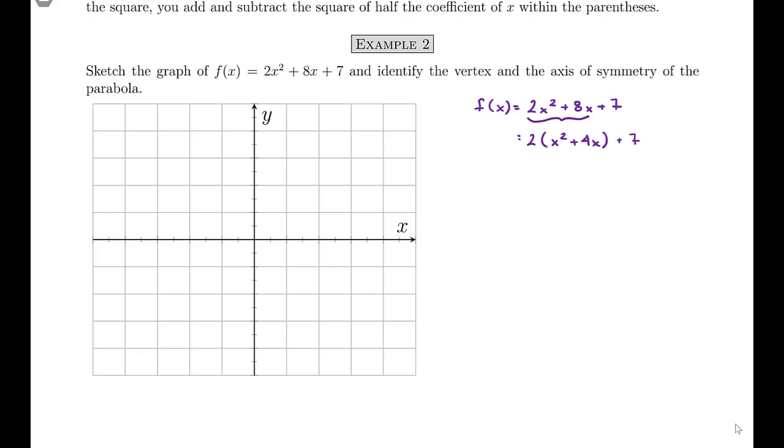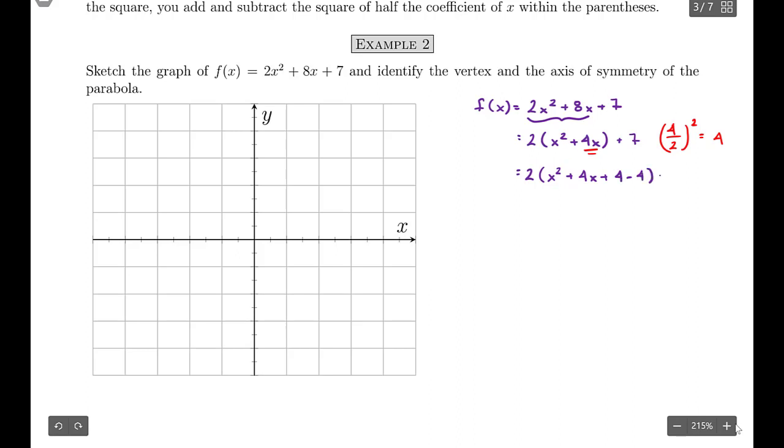Now, when I am completing the square, remember, to complete the square we take half the linear term. So in this case, it's 4 over 2, and we square it. 4 over 2 is 2. 2 squared is 4. So this is what we're going to add and subtract from our value inside the parentheses. And you'll see why in just a second, why we're adding and subtracting. So this is going to give us 2 times x squared plus 4x plus 4 minus 4 plus 7.